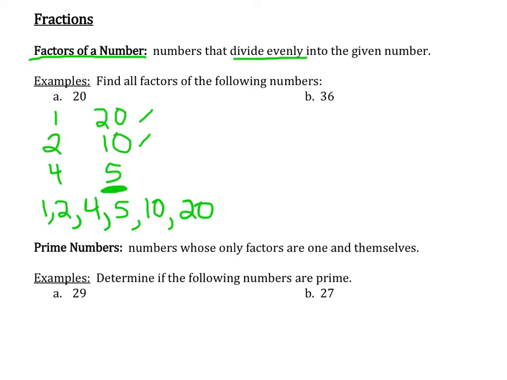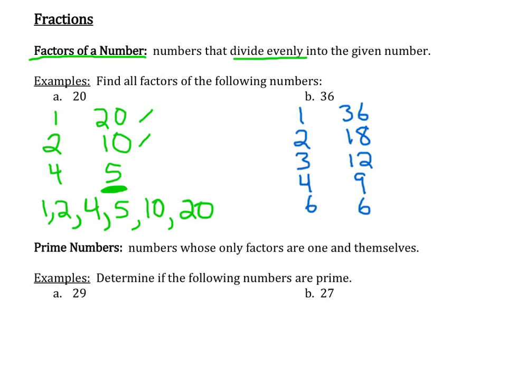Let's look at 36. Well, 1 goes evenly into 36, and the number and 1 are always going to be in the factor set. 2 goes evenly into 36 18 times. 3 goes evenly into 36 12 times. 4 goes into 36 9 times. 5 does not go evenly into 36, but 6 does, 6 times.